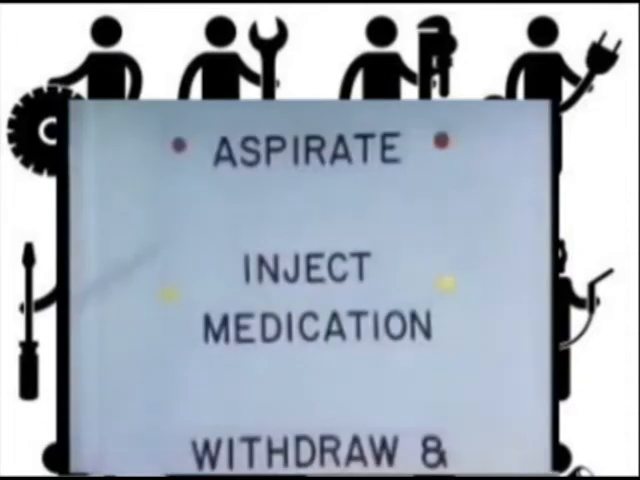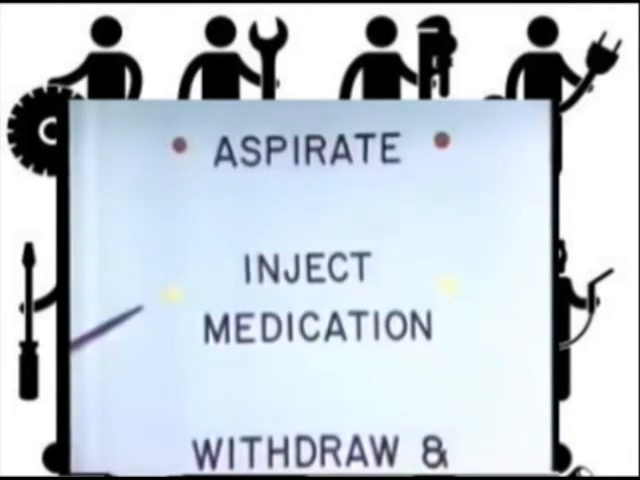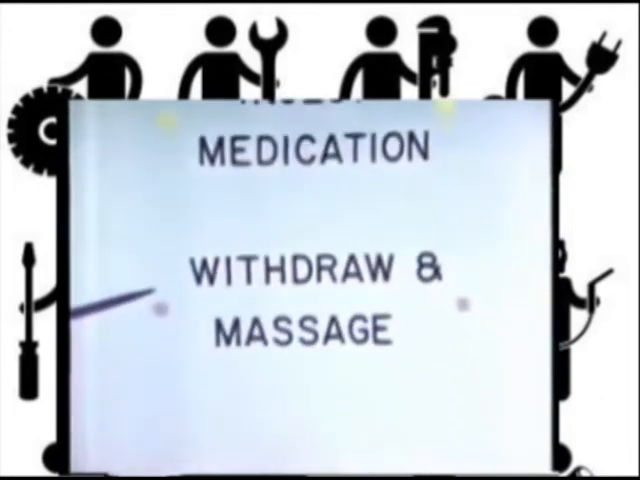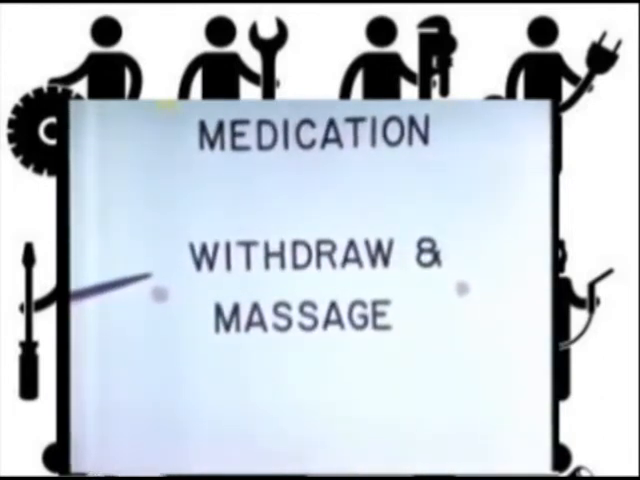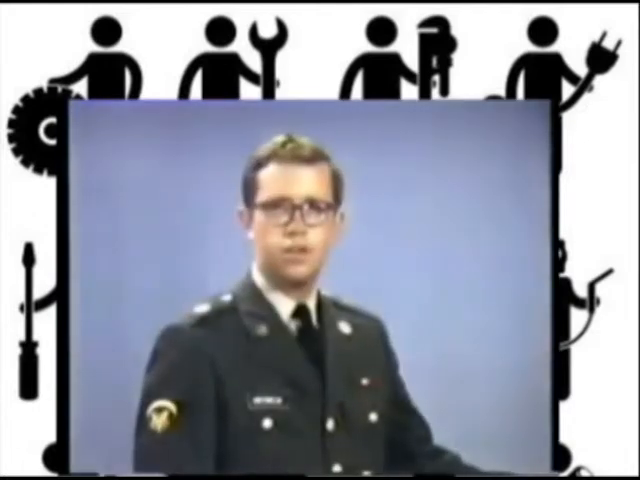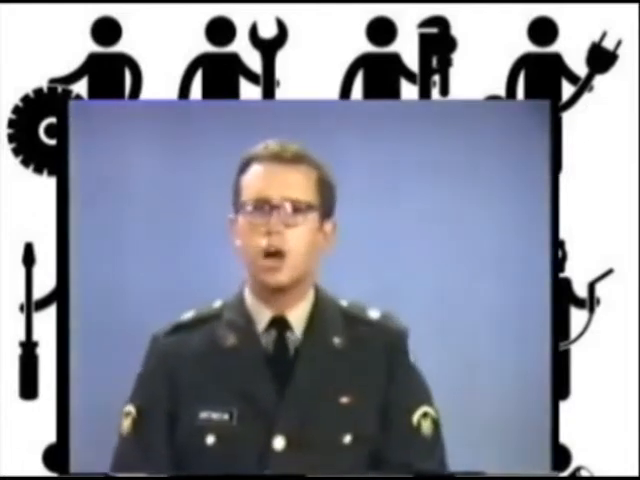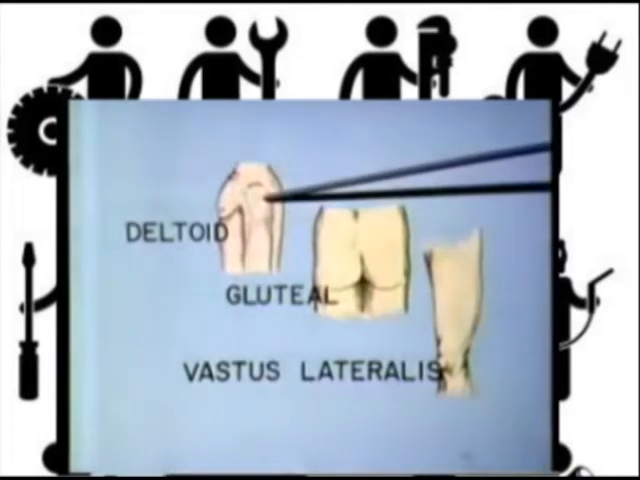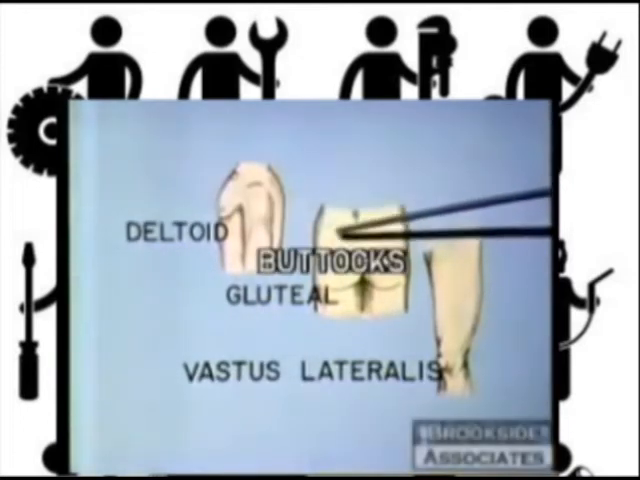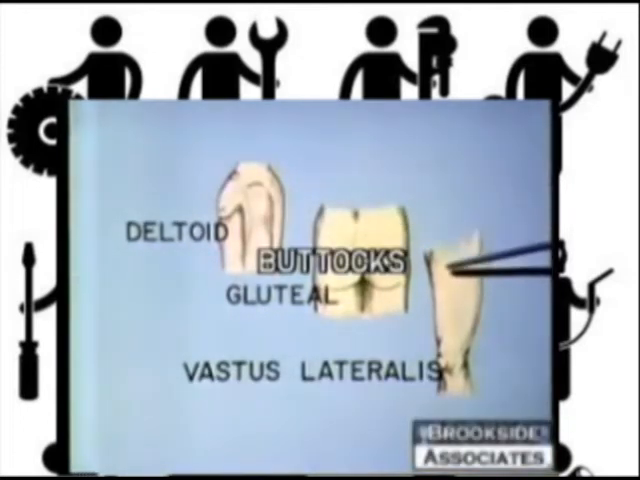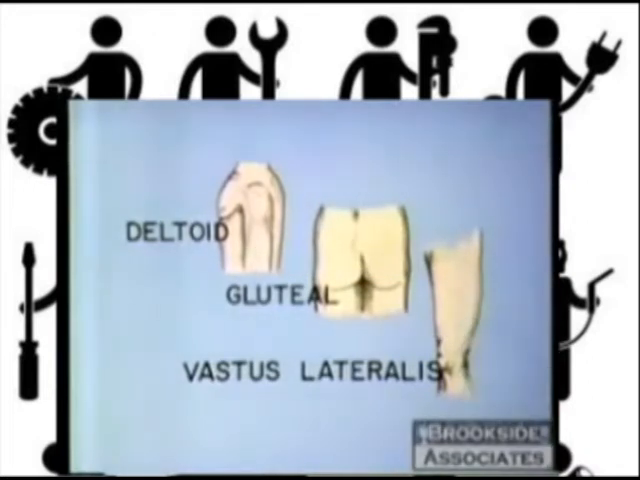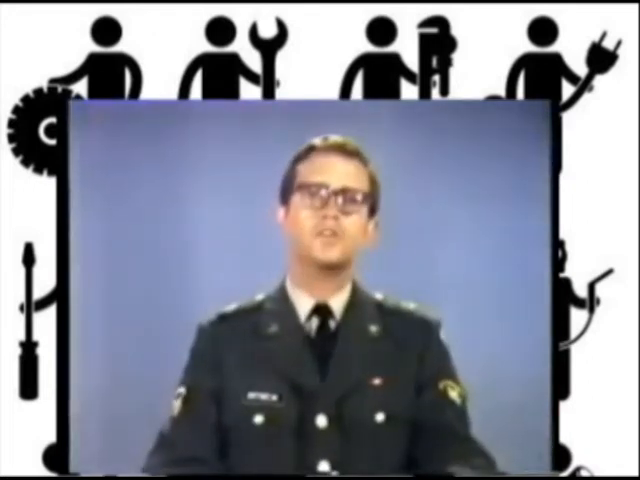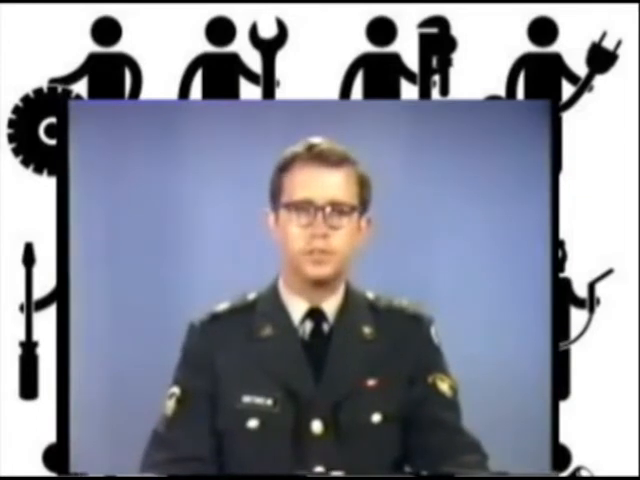The fifth principle: inject the medication. And finally, withdraw the needle and syringe and massage the site. There are three sites most commonly used. These are the deltoid, the gluteal or buttocks, and the thigh or vastus lateralis. Let us first discuss the deltoid region.